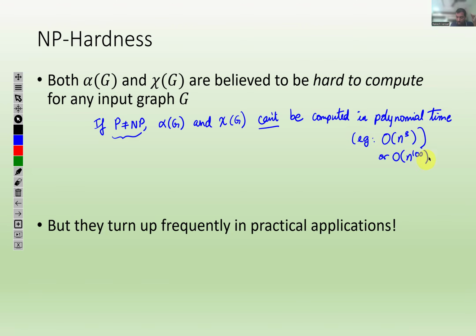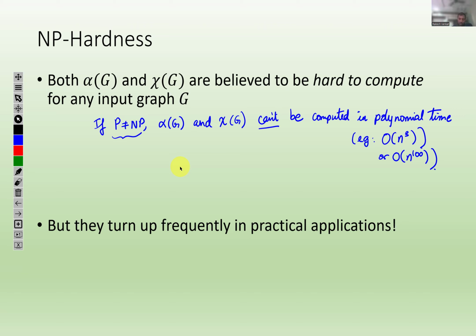Or say an order n raised to 100. So what is expected is that you remember the brute force algorithm I'd shown you for independent set. It is expected that it'll take that much time. Good. But they turn up frequently in practical applications. You've just seen 3 or 4 examples, and now given those, you can dream up maybe 100 more where some version of the independent set or the chromatic number will turn up.